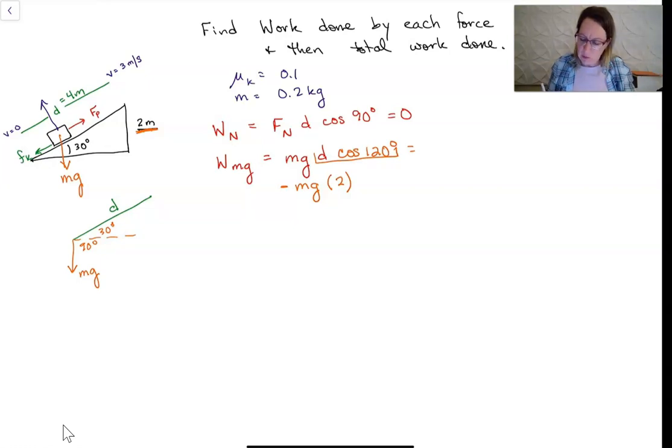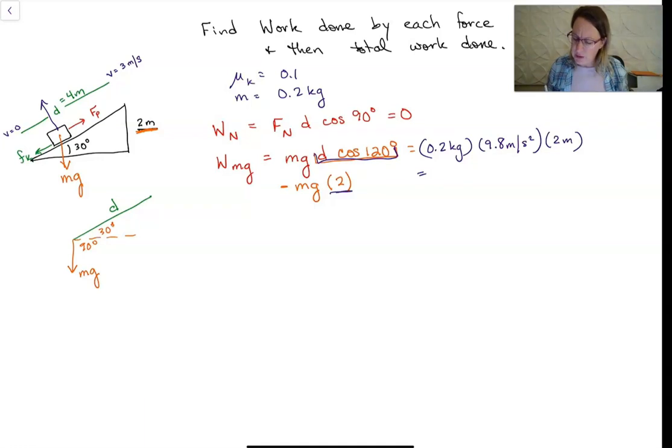The mass we've got is 0.2 kilograms, 9.8 meters per second squared, times then 2 meters. I'm going to use this value down here. That gives me 3.92, I think, joules, and that's a negative. Include that negative sign. So that's the work done by the weight. So we've got all of those even before we have any other information.